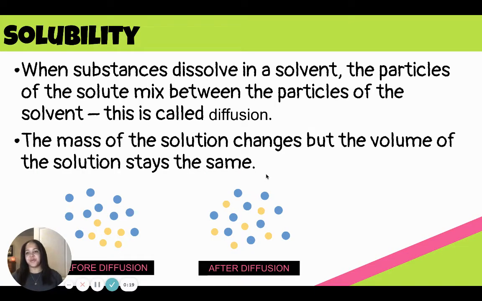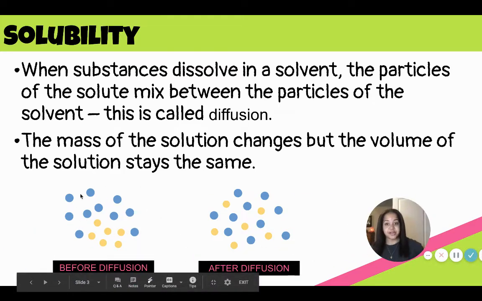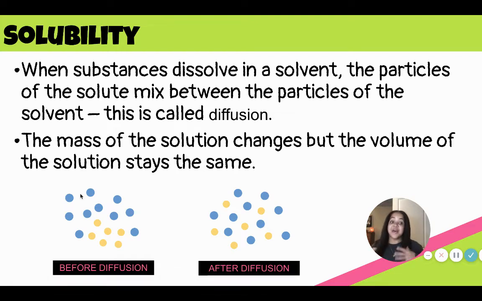So solubility, just think of when substances are dissolving in a solvent, the particles of the solute mix between the particles of the solvent, and this is otherwise known as diffusion. The mass of the solution changes, but the volume stays the same. So if you see these particles on the left, before diffusion, you can see the particles are not mixed, but after diffusion, the particles have mixed together. So that is diffusion.